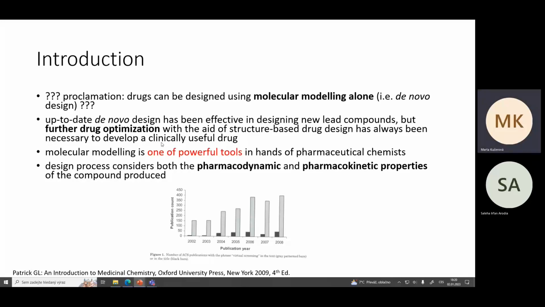The design process considers pharmacodynamic properties as well as pharmacokinetic properties. And in the figure below, you can see the increase of the term virtual screening in the beginning of the first decade of the 21st century.